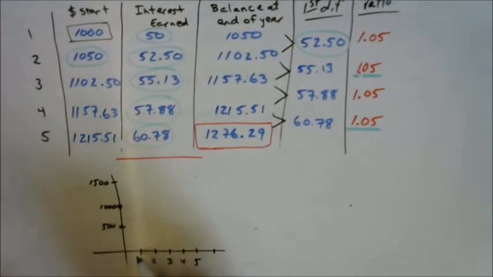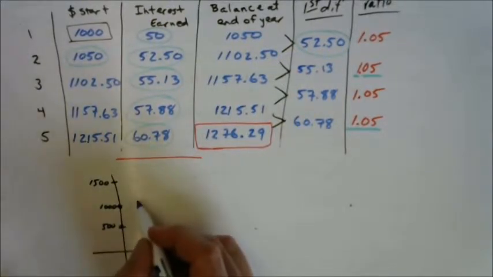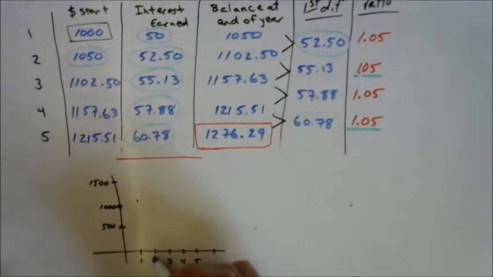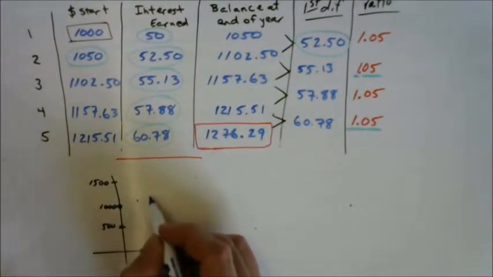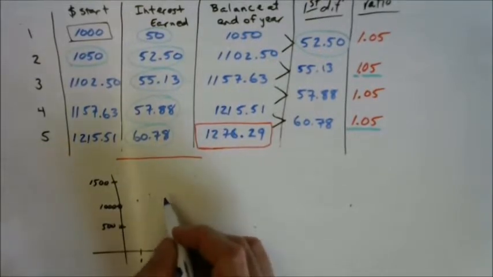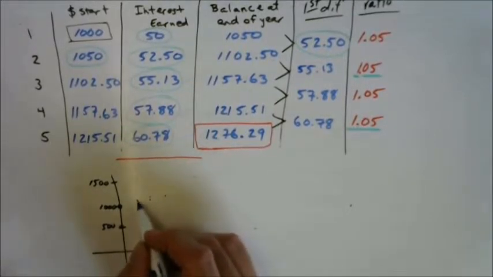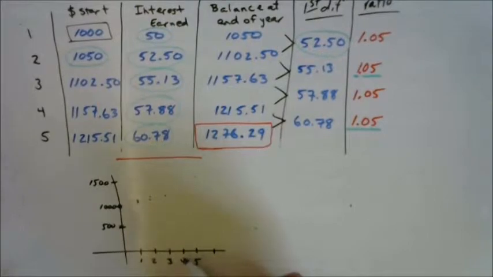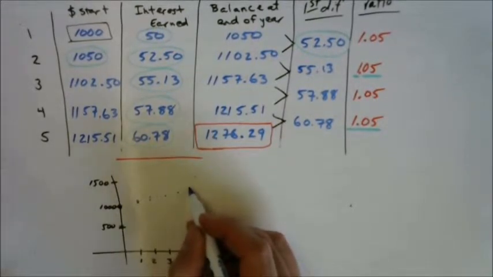After 1 year, we have 1050. After 2 years, we've got 1102. After 3 years, we have 1157. My graph isn't very good. After 4 years, we have 1215. And after 5 years, we've got 1276.